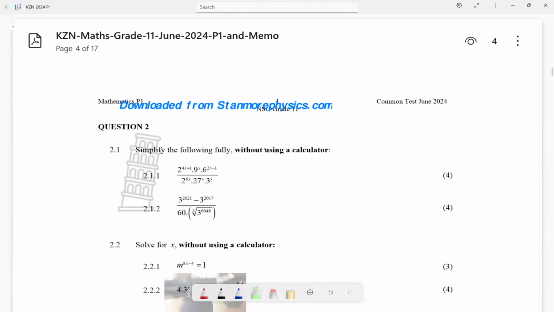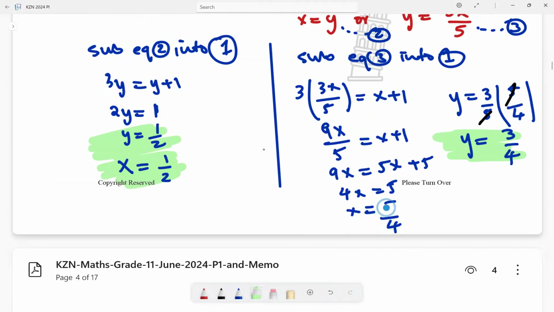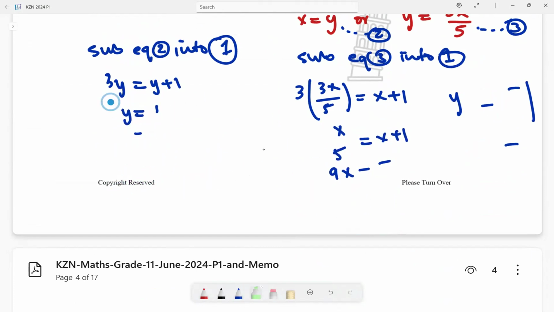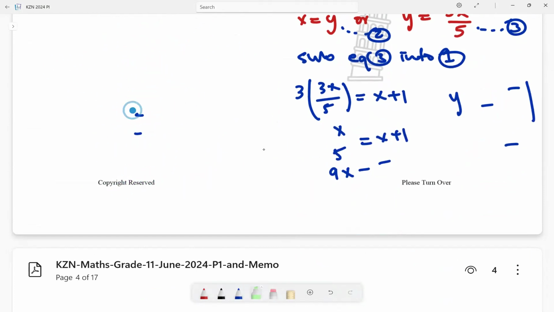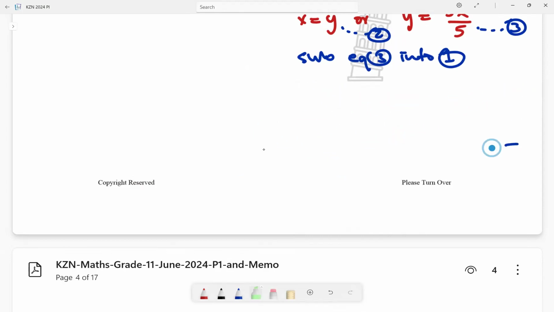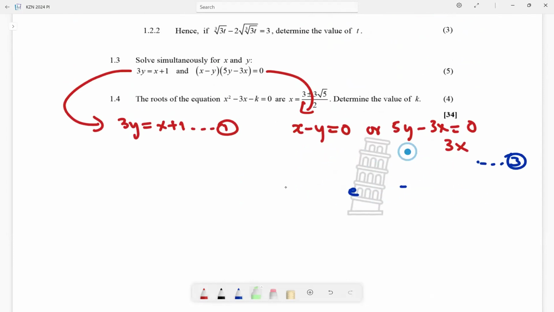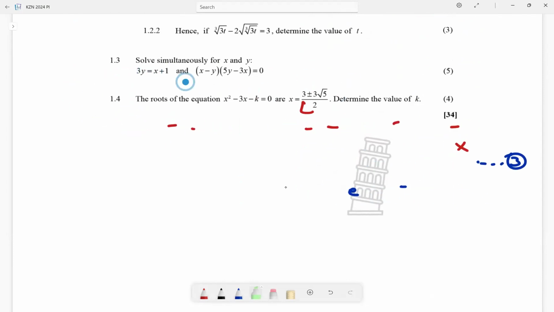Let me erase that so that we do the last part of 1 point something. Where is that? I see, okay, 1.4. I'm told that the roots of the equation, this one, are that.